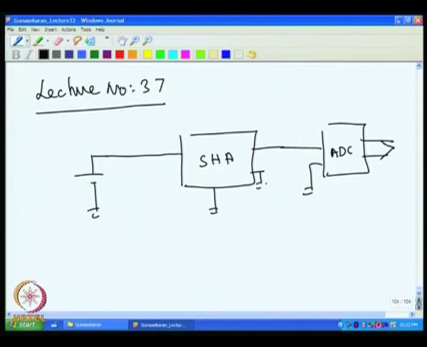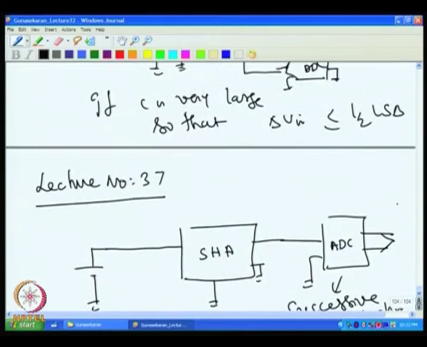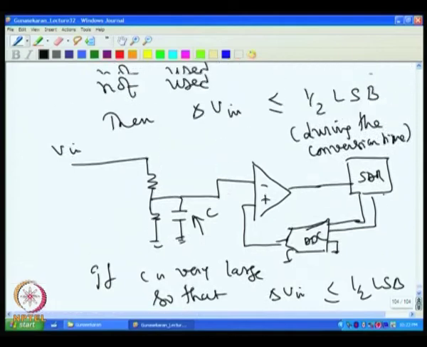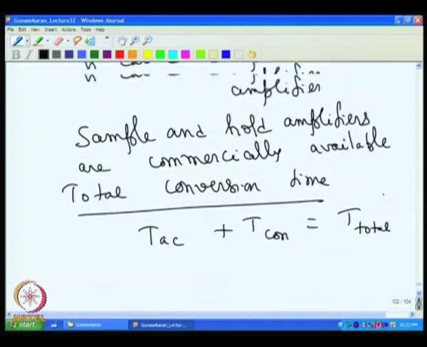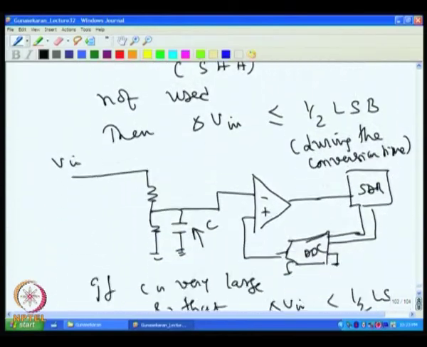Here we are discussing the successive approximation ADC, and we showed in the previous class how it works and why you need a sample and hold amplifier. In the previous lecture, the sample and hold amplifier essentially holds the voltage in the capacitor.